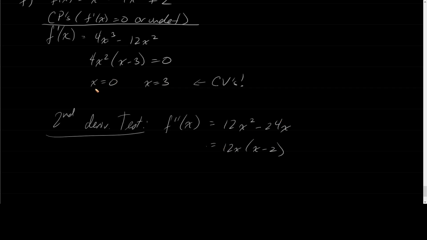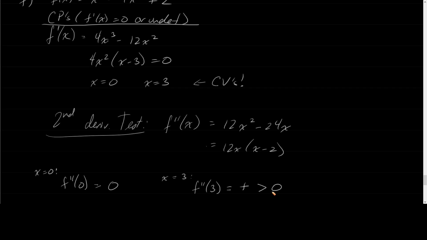Now applying the second derivative test, we have to plug in our points. Let's plug in 0. F double prime of 0, so this is for x equals 0: 12 times 0 is 0, 0 minus 2 is negative 2, 0 times negative 2 is 0. Let's check what happens at 3. F double prime of 3 gives us 12 times 3 is 36, 3 minus 2 is 1, 36 times 1 is a positive value. In other words, it is greater than 0. We don't really care what the actual value was, just that it's greater than 0.